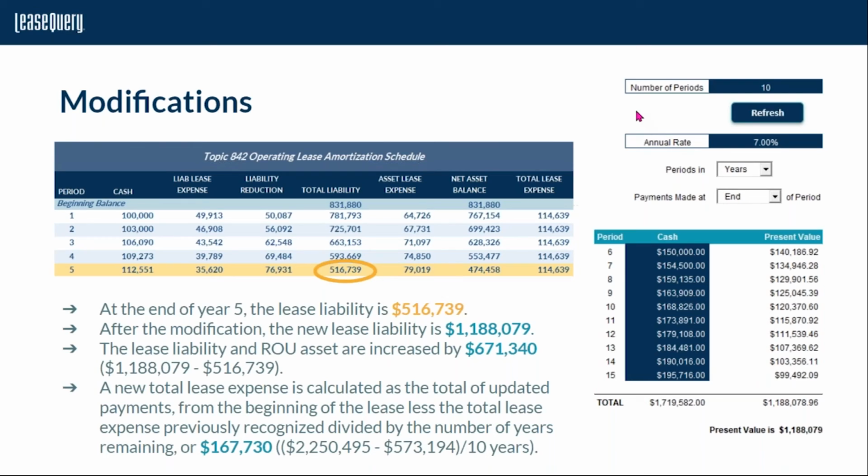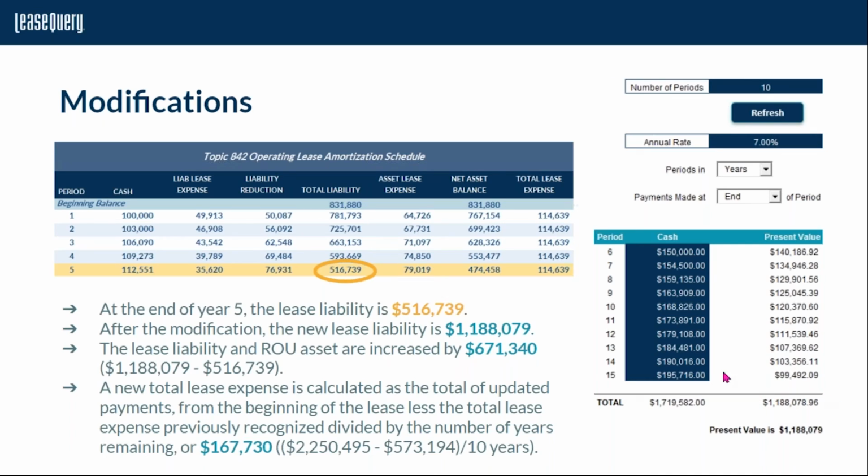So on the previous slide, we laid out that the lease is still an operating lease and that the lessee's new IBR is going to be 7%. So the next step is to remeasure the lease payments. Here's the payment schedule, starting with $150,000 in the 6th year. We added on 5 more years. So we end up with an updated lease payment amount of $1.7 million and an updated present value amount of $1,188,079. So this is going to be your new lease liability.